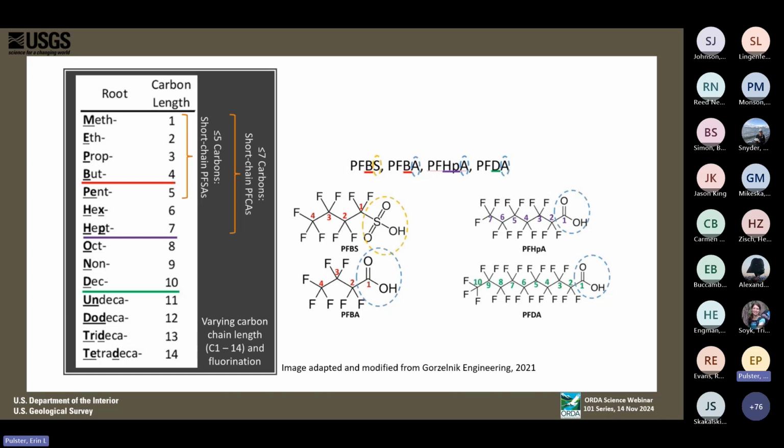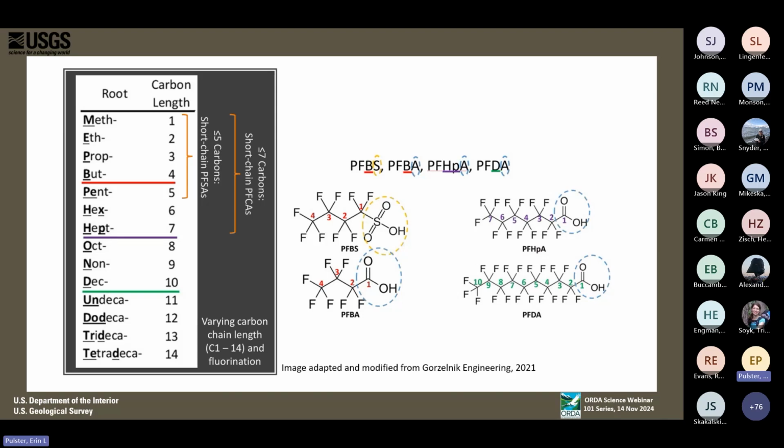Table from Gorzonic Engineering showing that the root letters in the name of a PFAS can indicate the number of carbons it contains, the root based on the carbon backbone. For instance, the root but or letter B appears in PFBS and PFBA, indicating that they each contain 4 carbons. The root HEP or letters HP appear in PFHpA, indicating that it contains 7 carbons. The root Desc or letter D appears in PFDA, indicating that it contains 10 carbons.